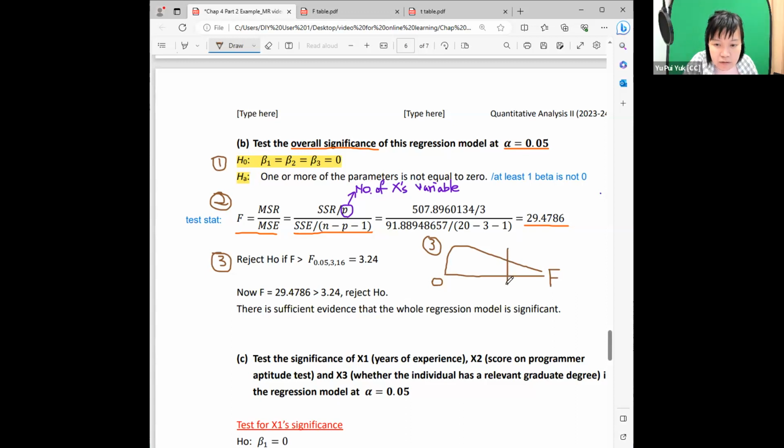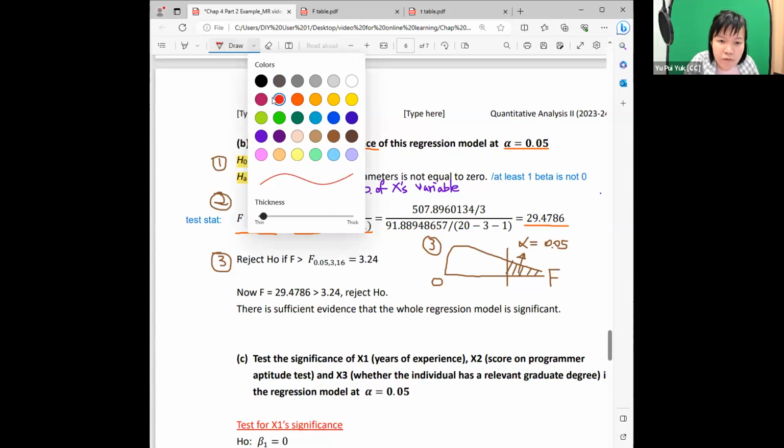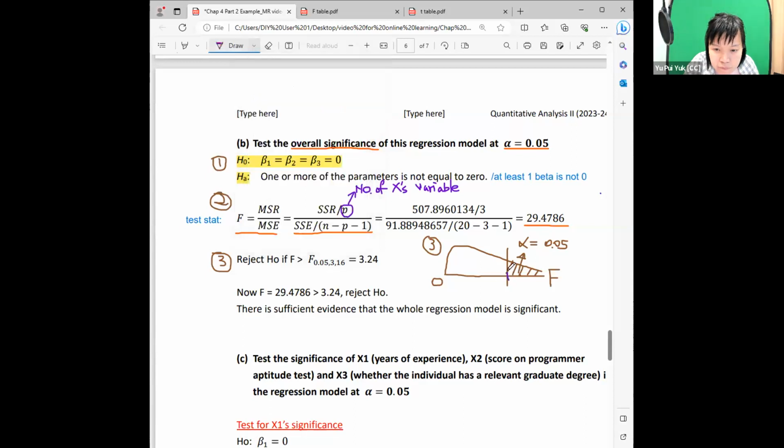So we just cut a straight line on the right-hand side and then shade the area. This is equal to alpha, not alpha over 2, since it's just one side. Now alpha is equal to 0.05, as given in the question. How about the cutoff point? The cutoff point is the critical value, F with alpha 0.05.